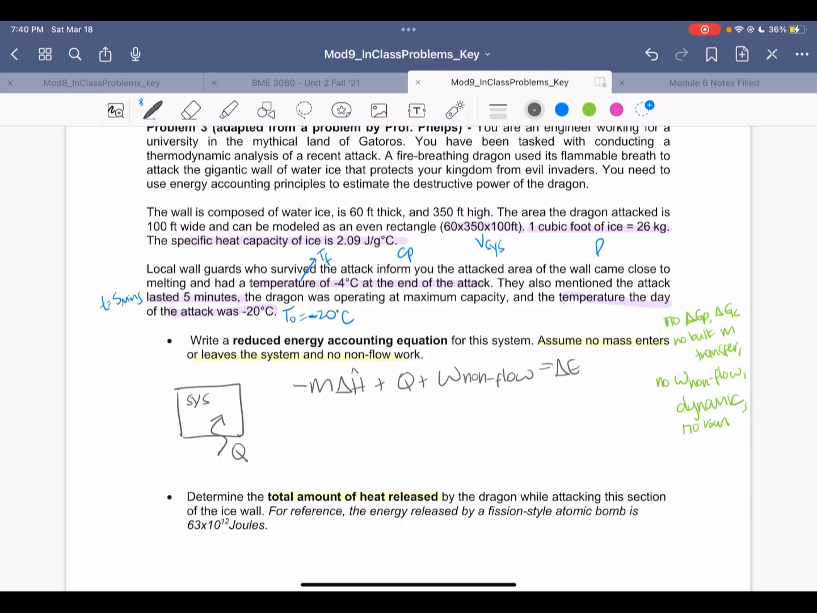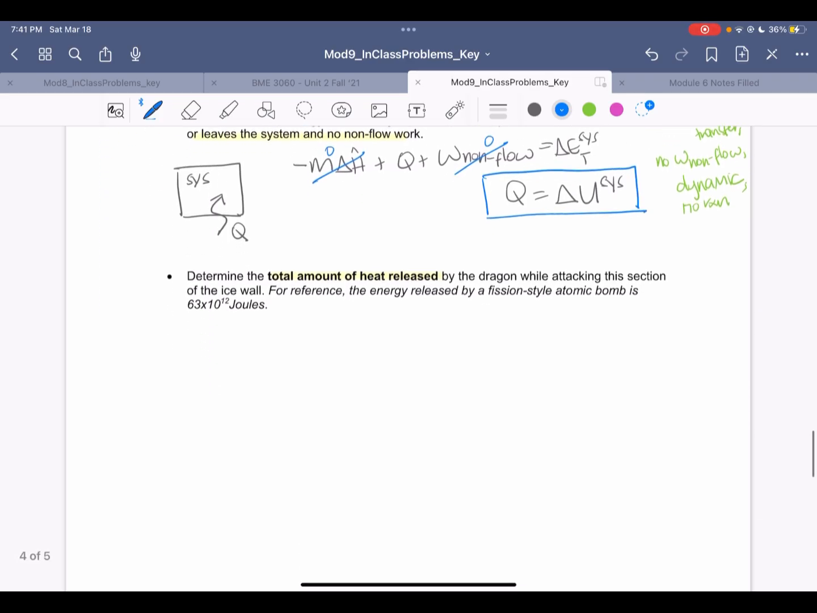That's equal to the change in total energy in the system. Now, we don't have stuff that's flowing in and out, so this is 0, and we don't have non-flow work, so that's also 0. And so my final expression would be Q is equal to the change in internal energy of the system, precisely because we don't have any changes in potential and kinetic energy. So this is the final form of the accounting equation that I am going to go with.